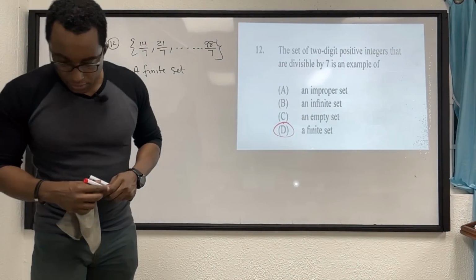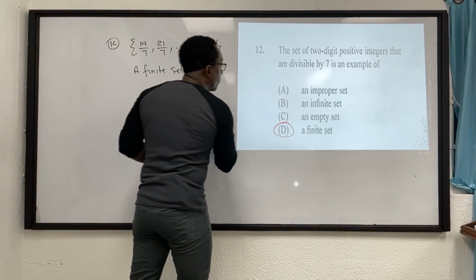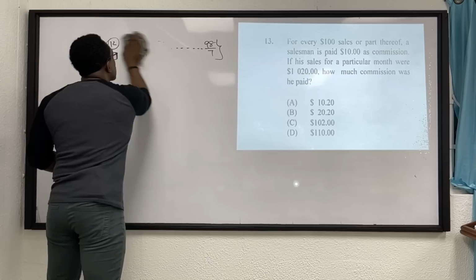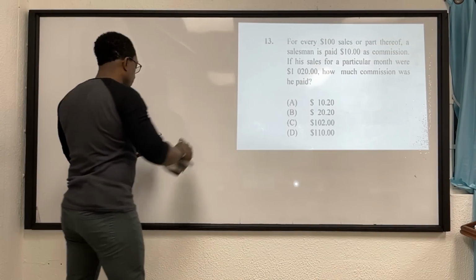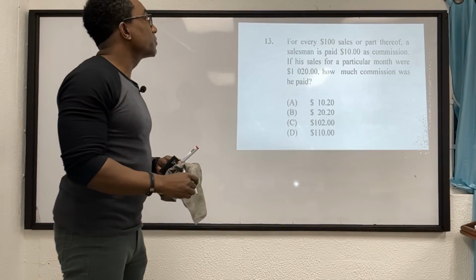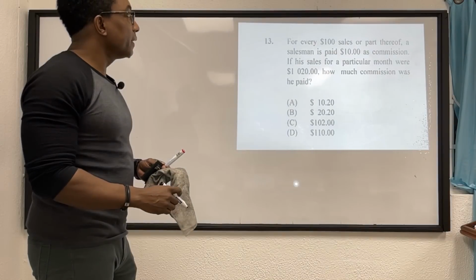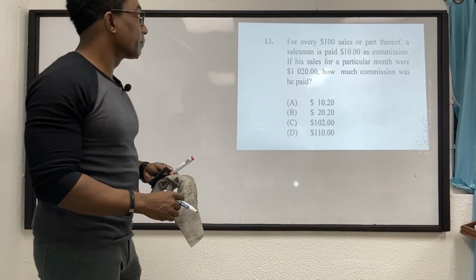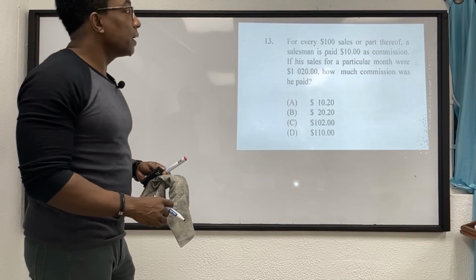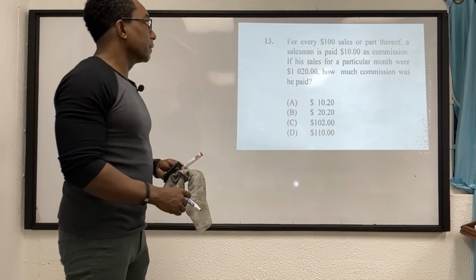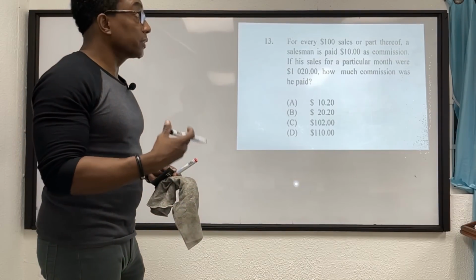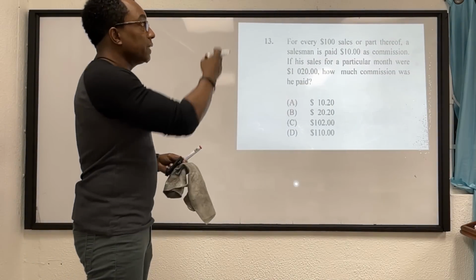Let's move on to question 13. So question 13. It states here, for every 100 sales or part thereof, a salesman is paid $10 as commission. If his sales for a particular month were $1,020, how much commission was he paid? So for every $100 sales or part thereof, a salesman is paid $10 in commission.